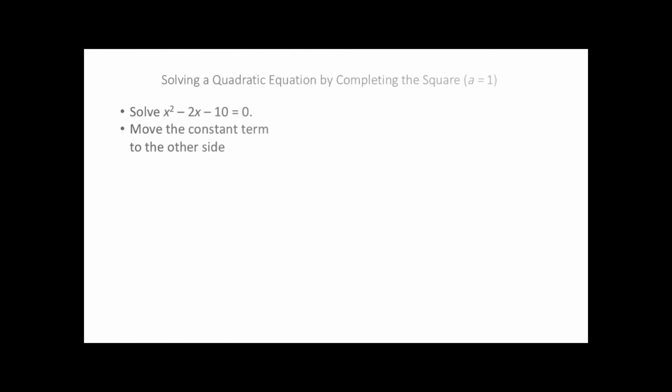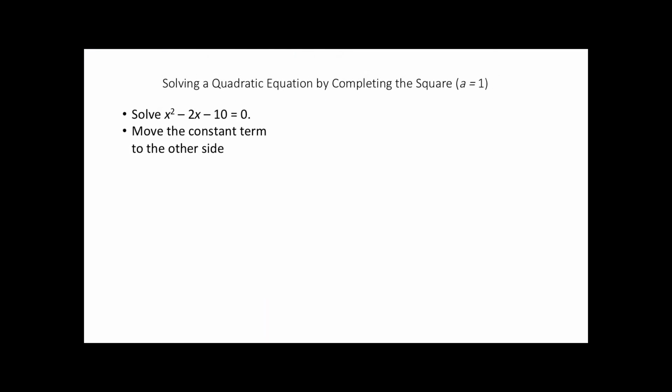Now let's try this in solving equations. How do we solve an equation by completing the square? Notice that for completing the square, we only needed the quadratic term and the first degree term. We don't need the constant term, so we're going to move it to the other side. So add 10 to both sides.